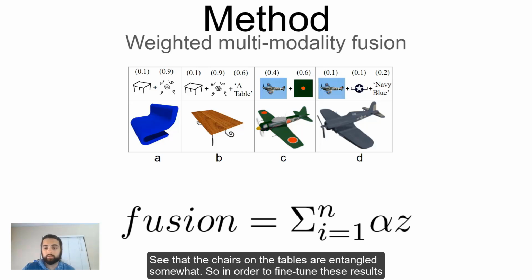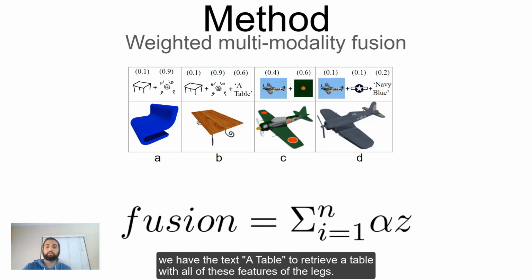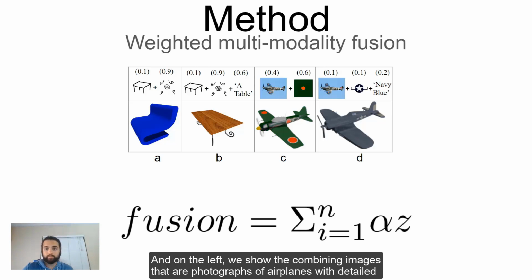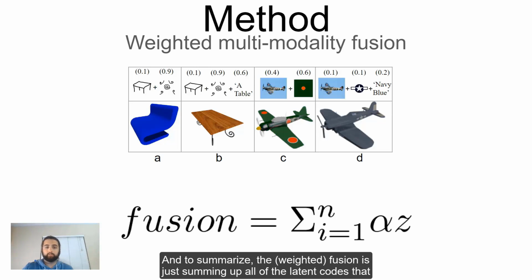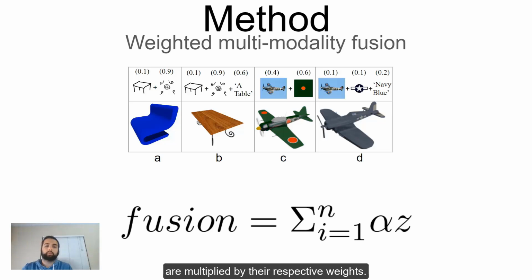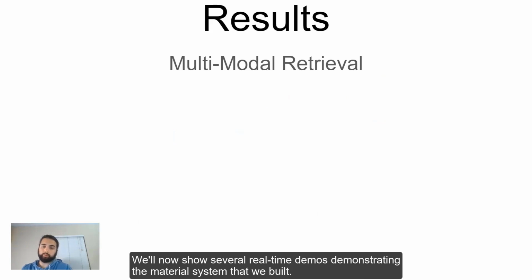So in order to fine-tune these results, we add the text "a table" to retrieve a table with only these features on the legs. And so on the left, we show that combining images or photographs of airplanes with detail images and the weighted multimodality fusion allows you to find highly specific results. To summarize, the fusion is just summing up all of the latent codes that are multiplied by their respective weights. We'll now show several real-time demos demonstrating the retrieval system that we built.